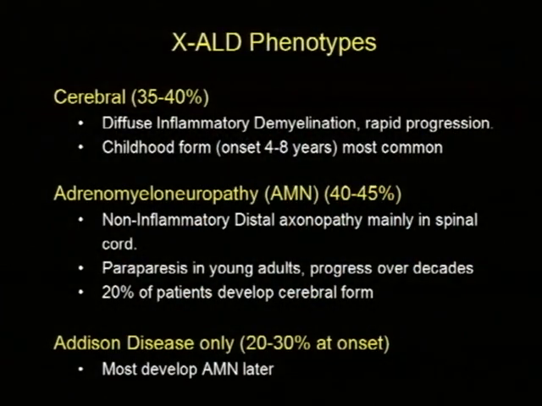So we can really focus our studies on an extremely well-characterized group of patients. Now, as I mentioned before, about 35 to 40% have the rapidly progressive inflammatory type, which is associated with an inflammatory demyelination in the brain. And then the other half have this non-inflammatory involvement of the long tracts in the spinal cord that involves the axon mainly.